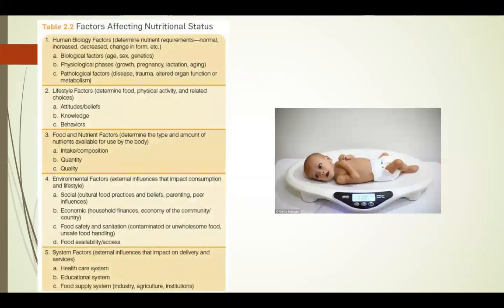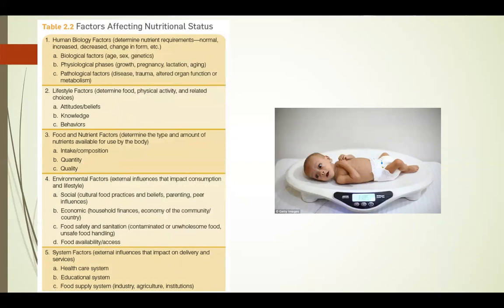So we can do an example looking at this baby. This baby has failure to thrive, which hopefully you remember learning about in maternal and child nutrition. And so when we're looking at human biological factors for this baby, obviously the fact that this is a baby is significant because baby has significantly higher nutrient needs, as far as calorie and protein, because they're in a growth phase. They're different than an adult. This baby also is probably going to have a weakened immune system and be more susceptible to disease. And so we have to be aware of that as well.